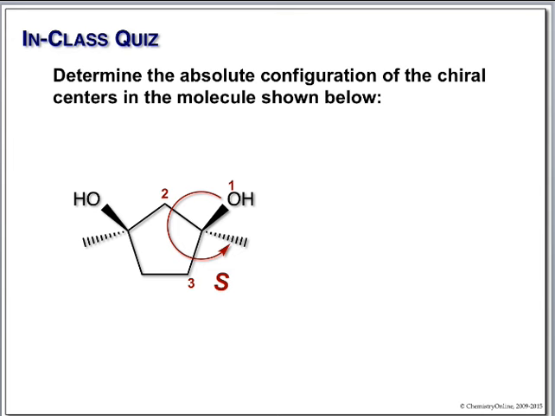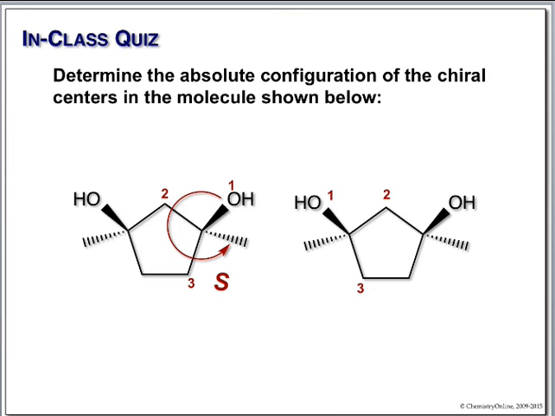Okay? Let's do this one. Our priorities are going to be one, two, three. We connect it, we're going this away, and that's an R. Yeah? See, the only thing that confuses me is how two and three, if I take both CH3, how do you know which one is the second and which one is the third?